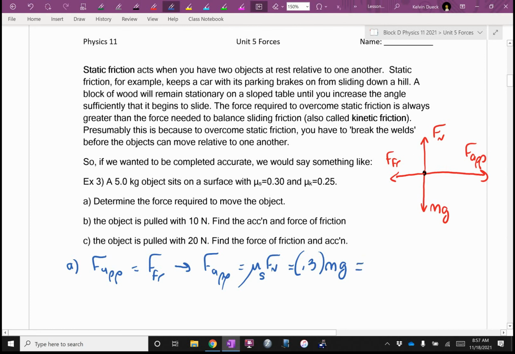Did they give me M? Yeah. Did they give me G? Yeah. Let's just go straight to our calculator. It's going to be 0.3 times 5 times 9.8. You have to pull harder than this to get it to move.